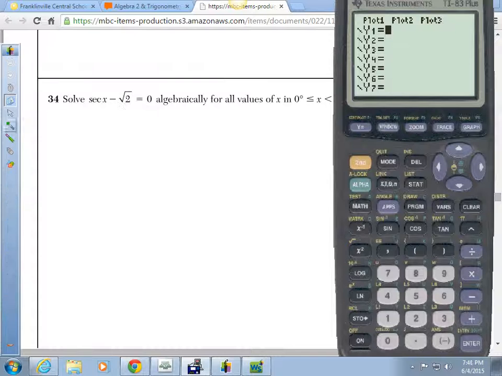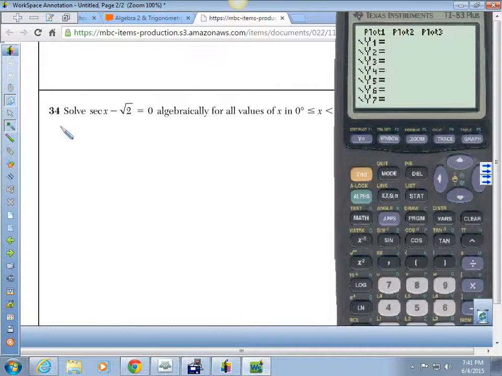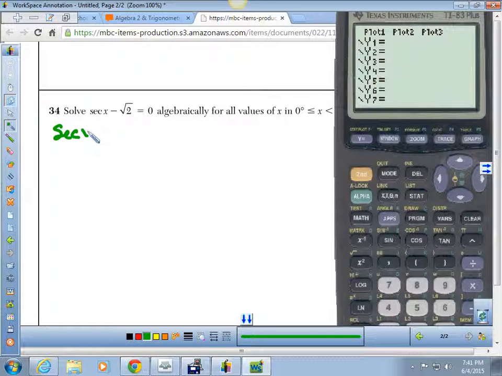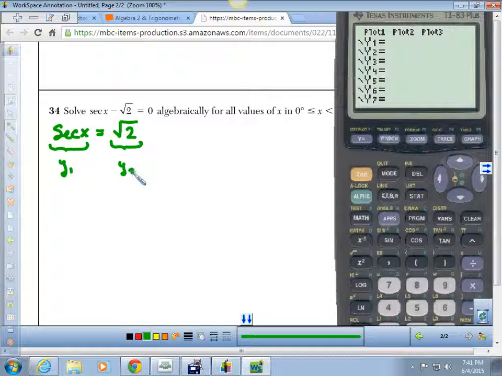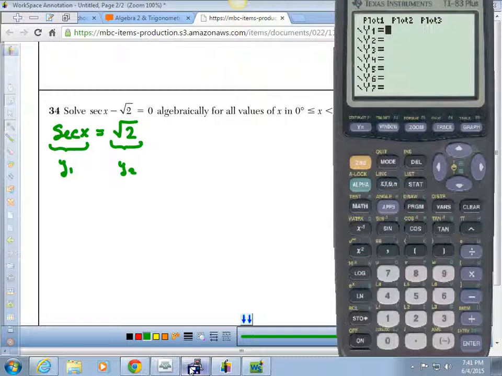Okay? So I'm going to do a little bit of work here. I'm going to say secant x equals radical 2. Okay? And I'm going to be very clear of what I'm doing here because I'm not solving this algebraically. So I'm going to highlight this side right here and say I'm going to put this into y1. I'm going to highlight this side over here and say I'm going to put this into y2. Okay? So I go into my calculator and I'm going to do that. The question is, how do we type in secant?